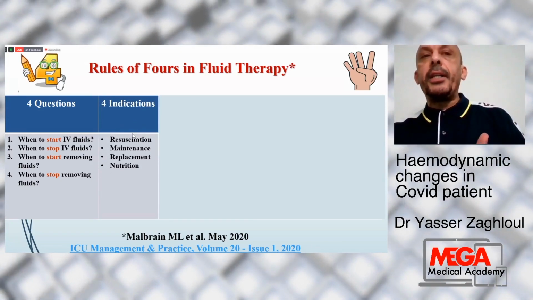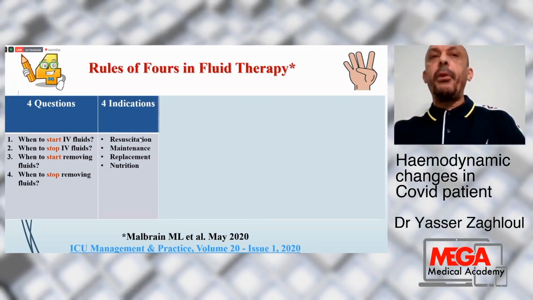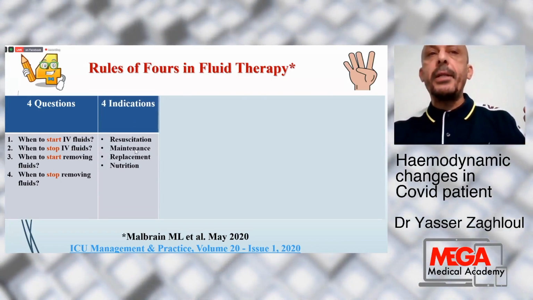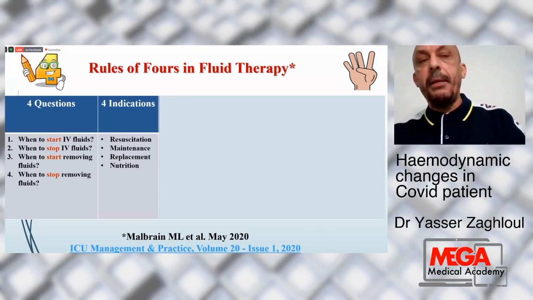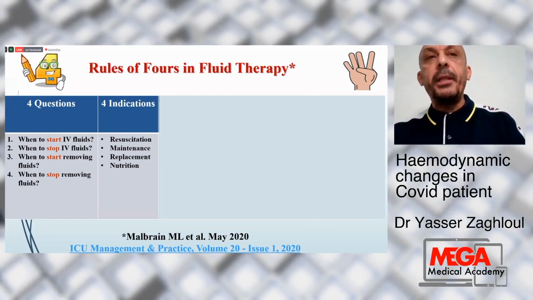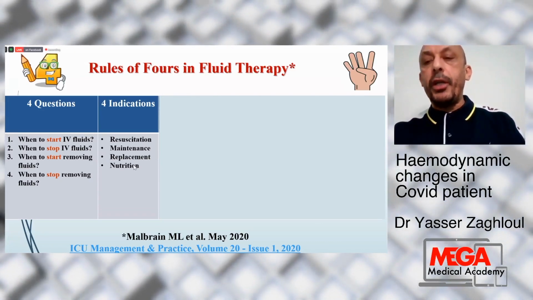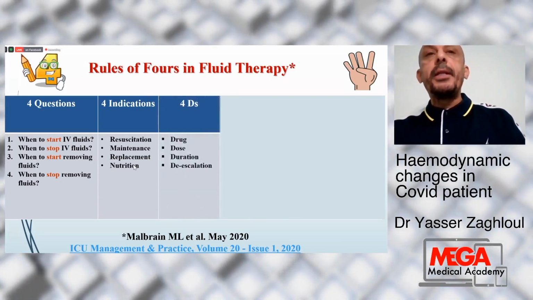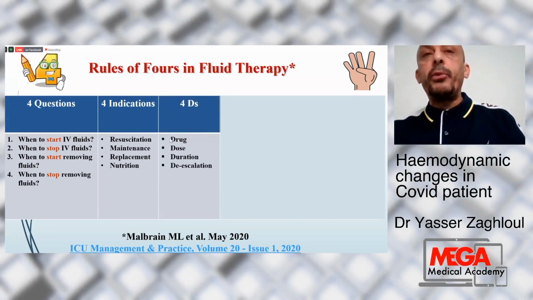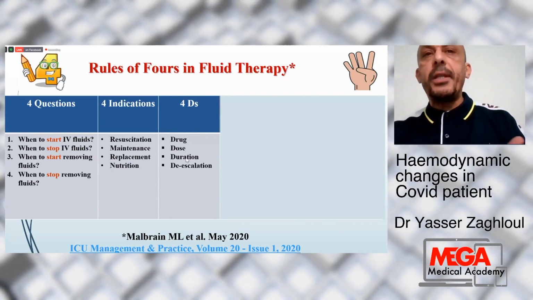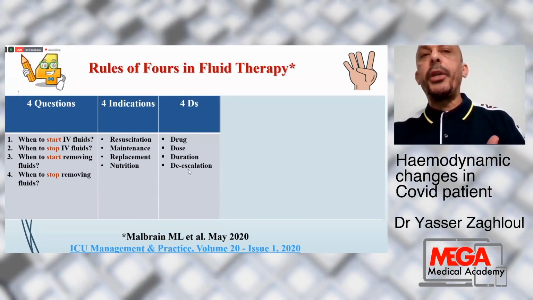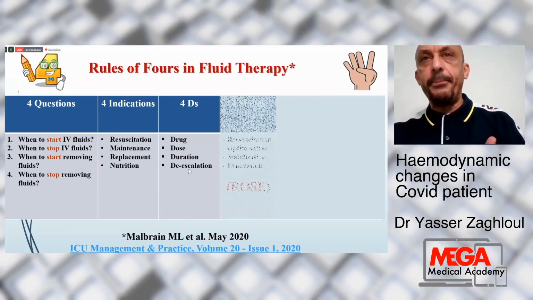What is the indication? It is for resuscitation, you may need higher volume. It is just for maintenance. It is for replacement, for loss. Patient with septic peritonitis, for example, he needs some good replacement, or it is given for nutrition or no. Third point, you have again to deal with the fluid as a drug. How much is the dose? What is the duration? And again, when do you stop, or de-escalation.